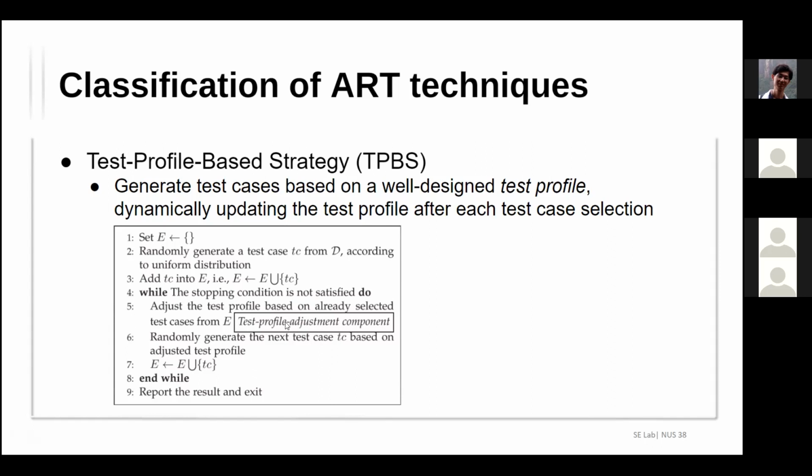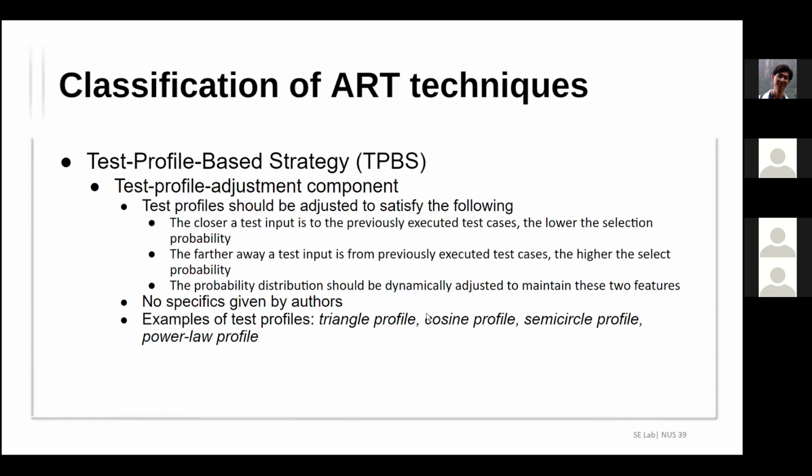Of course, the biggest question is how we adjust the test profiles on each iteration of this process. The idea is that you want to adjust the profiles to satisfy the following criterion: the closer the test case is to a previously executed test case, so a successful test case, the lower the probability of selection. Again, this goes back to the same principle talked about in the rationale one. I think that was what we discussed before. And the further away it is from your successful test cases, the higher the selection probability. This is just the complement of it. And finally, you want to adjust the probability distribution to maintain these two features.